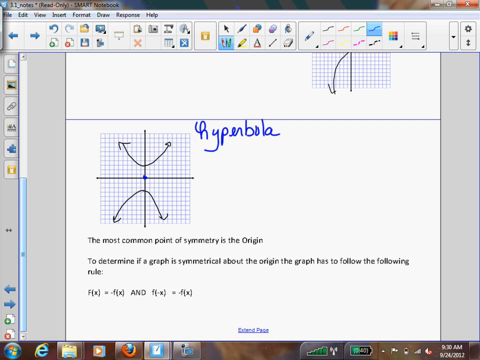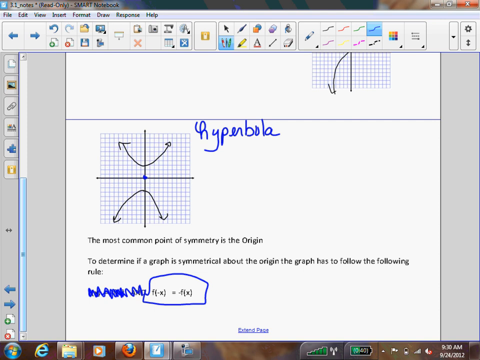To determine if a graph is symmetrical on the origin, the graph has to follow the following rule. Get rid of this. This is wrong. And you have to memorize this. This is what we're trying to prove. And I'll show you what this means when we do some examples. f of negative x is equal to the opposite of f of x.